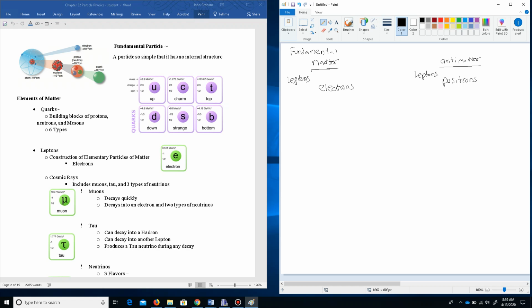And for the electron, it's 0.511 MeV, negative 1 charge, 1/2 spin. So the electron itself is a fundamental particle, whereas the proton and the neutron are not fundamentals. Right? Now this is the one that makes up matter. We also have, within cosmic rays, so these are still leptons.